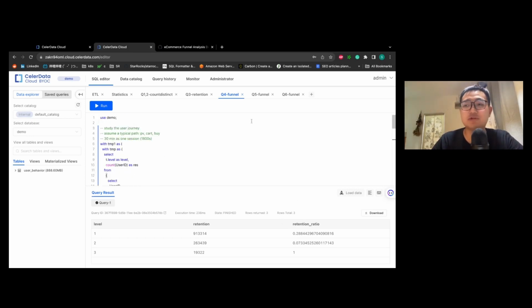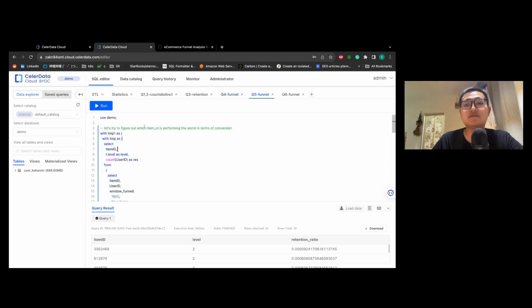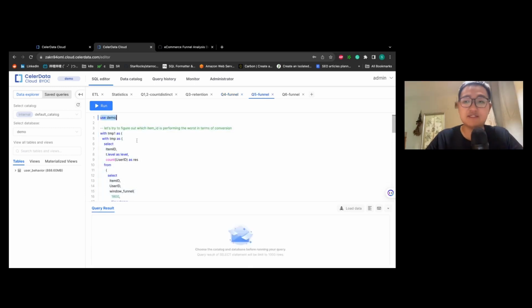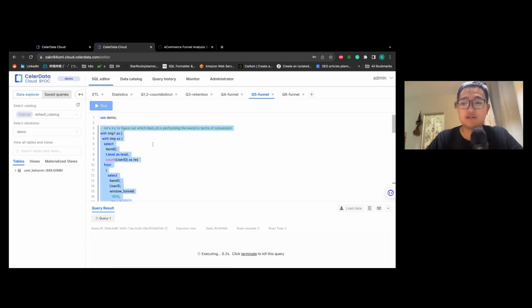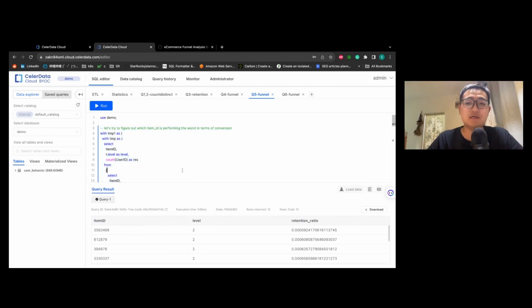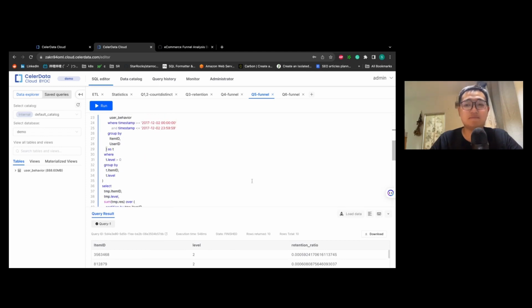Now we know the retention ratio is not good. So let's figure out which item ID is not really performing, right? And this is something we can look at. This is basically the ranking of the item IDs from the worst performing one, by the retention ratio. Let's see, there is something seriously wrong with this item. The retention ratio is only, I don't even know how many percent. Is it 0.5%? 0.5%, right? And we want to look at why, right?